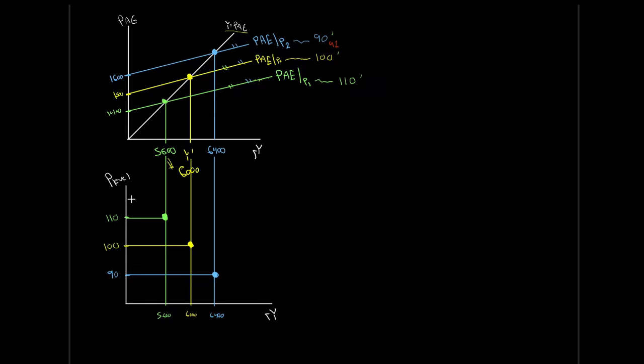Essentially, what we can do is connect all of these lines. There we go. And we get a downward sloping curve, such that we get the relationship between different price levels and the corresponding real output. The higher the price level, the less we're able to expend, the less we're able to buy in real terms, all else constant. The lower the prices, the more things we're able to buy, that is, the more output we'll end up producing, again, all else constant.